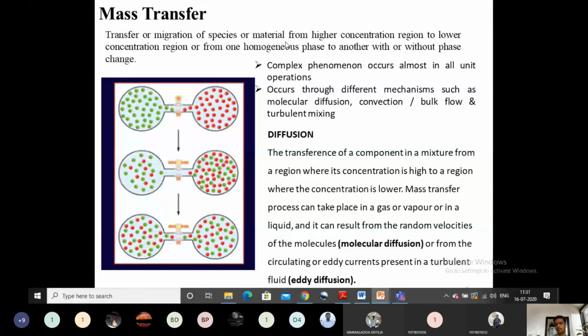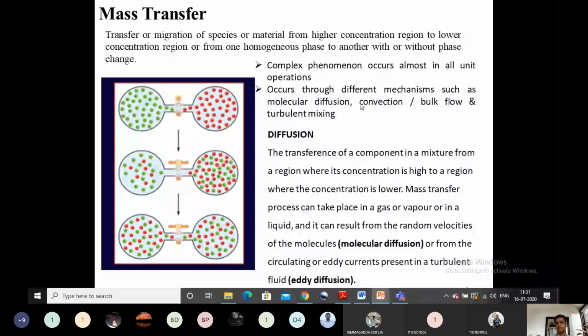Then this occurs through different mechanisms such as molecular diffusion. We can directly relate this to conduction. Okay, in heat transfer we say conduction, convection, radiation. Three types of heat transfer modes are there: conduction, convection, and radiation. Okay, similarly here, molecular diffusion we can say is analogous to conduction.